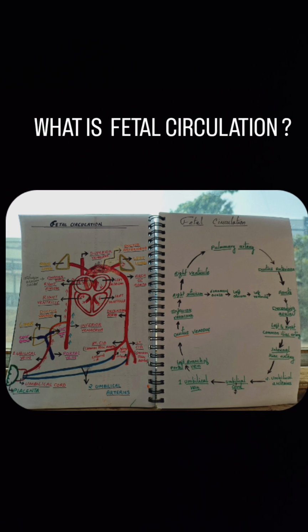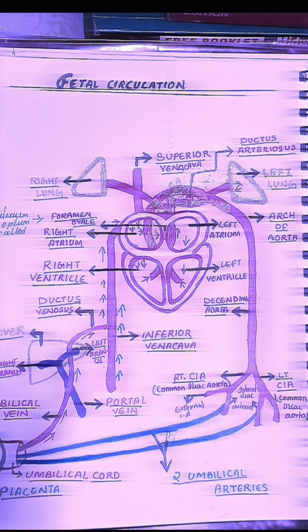The second thing is the umbilical cord. The umbilical cord consists of one umbilical vein and two umbilical arteries. The umbilical vein carries oxygenated blood from the placenta to the fetus, and the two arteries carry deoxygenated blood from the fetus to the placenta. The fetal circulation differs mainly from the adult circulation because of the presence of three shunts to bypass the lungs and liver. A shunt is nothing but a passage through which blood can move from one part to the other.